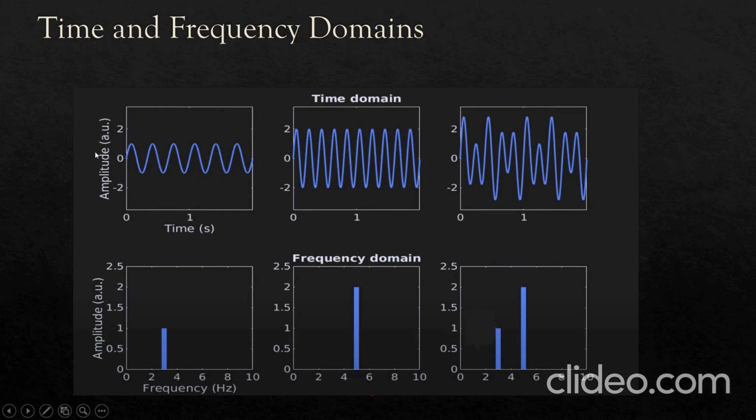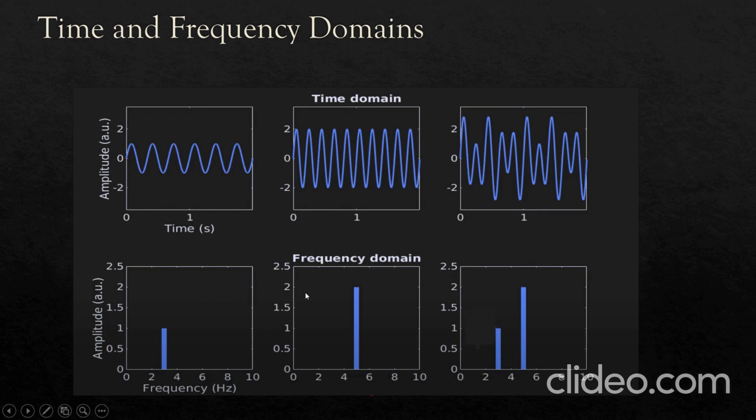Now, considering these two graphs, we can see both are sinusoids. Since the first has a frequency of 3 and an amplitude of 1, it can be written as sine of 6 pi t. And since the second one has an amplitude of 2 and a frequency of 5, this function is 2 sine of 10 pi t. Now, the power spectrum of these two is the one exactly below them. This shows just the amplitude and frequency.